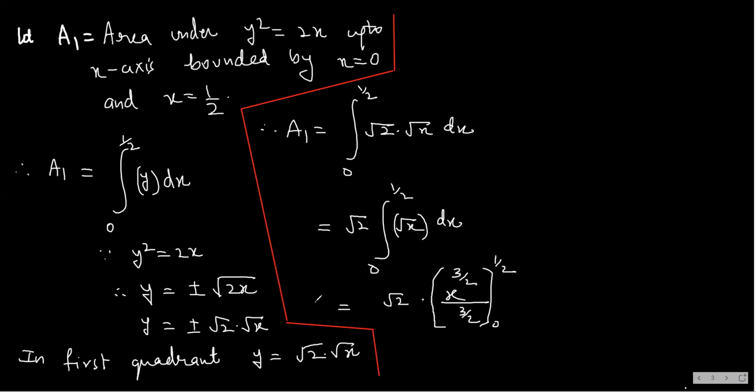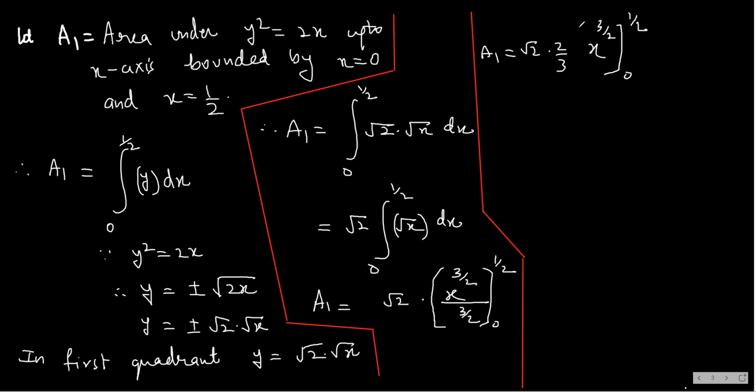Now therefore a1 equals root 2 into 2 by 3, x raised to 3 by 2, from 0 to half. Okay, now upper limit minus lower limit. So you have 2 root 2 upon 3, upper limit minus lower limit: 1 upon 2 raised to 3 by 2 minus 0 raised to 3 by 2.